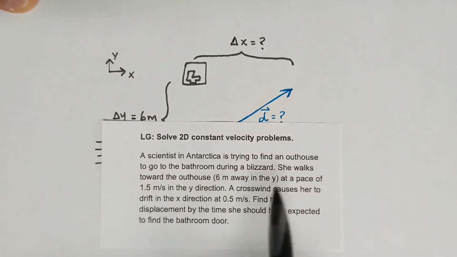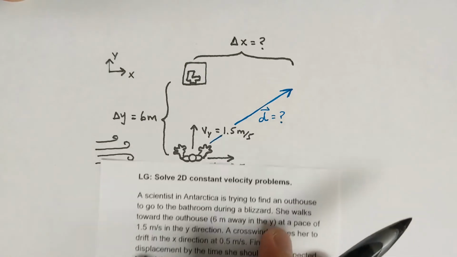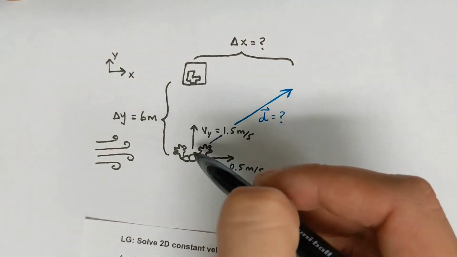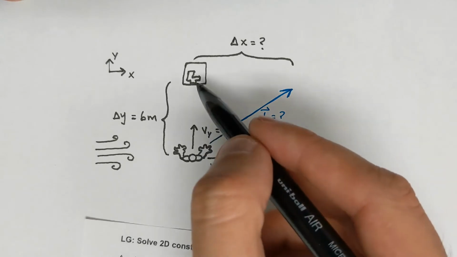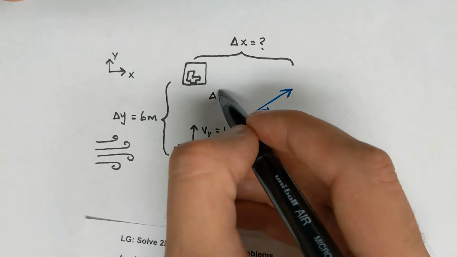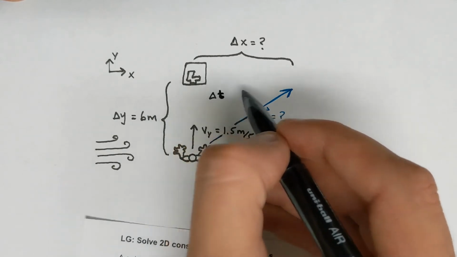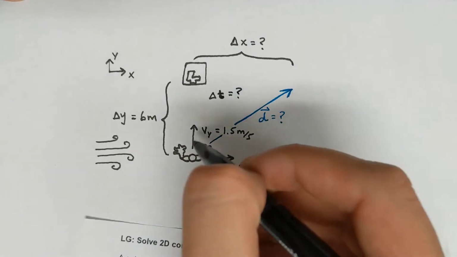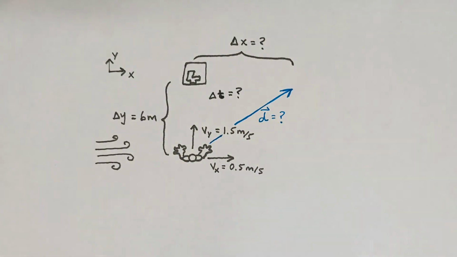And also, let's take a look at the problem. It says, find her displacement by the time she should have expected to find the bathroom door. Okay, so one of the things that we're also going to have to find out is how much time it takes for her to move from her initial position to the bathroom. So there's a question of time. What is the change in time for her to find the bathroom?